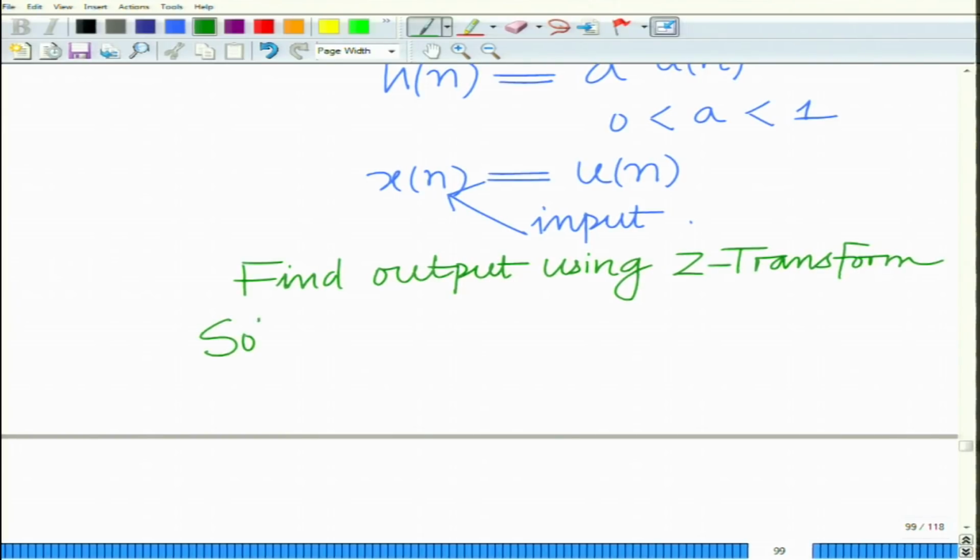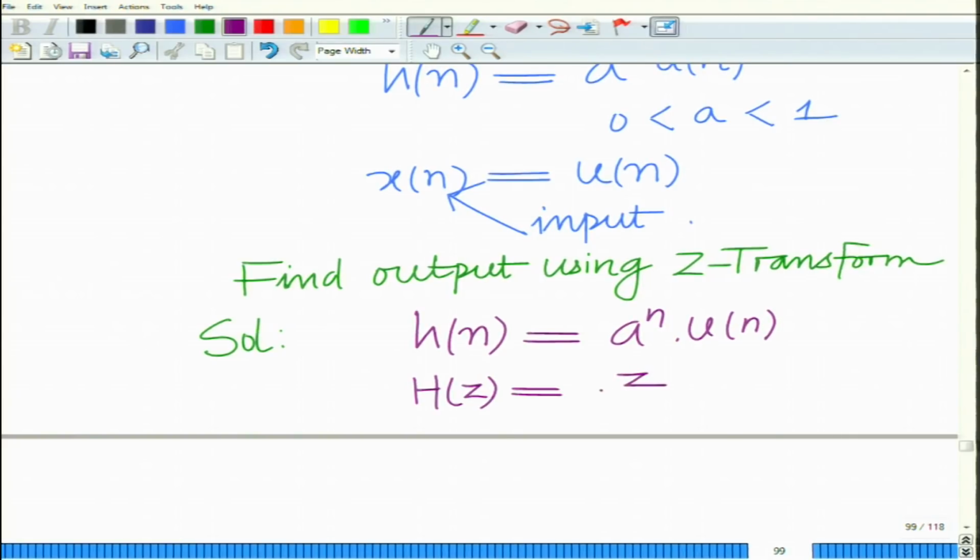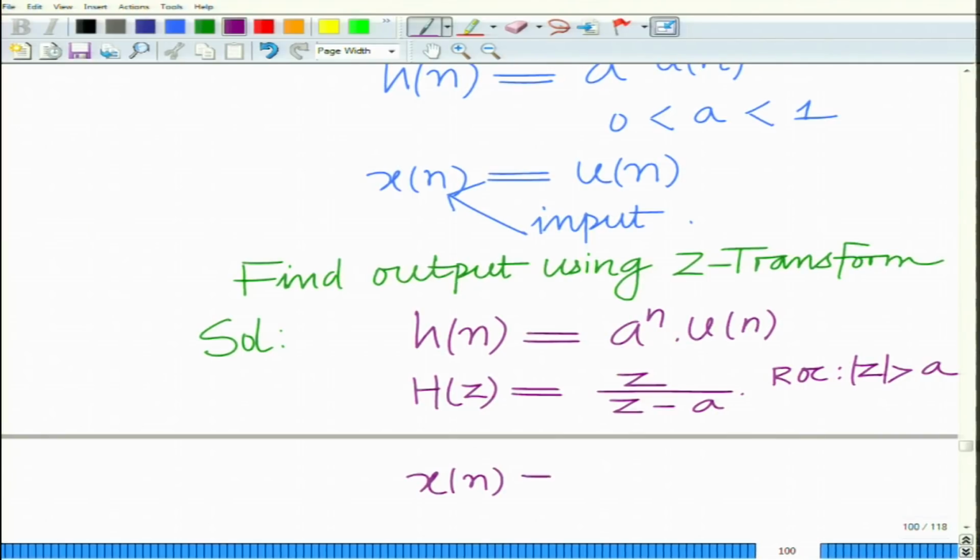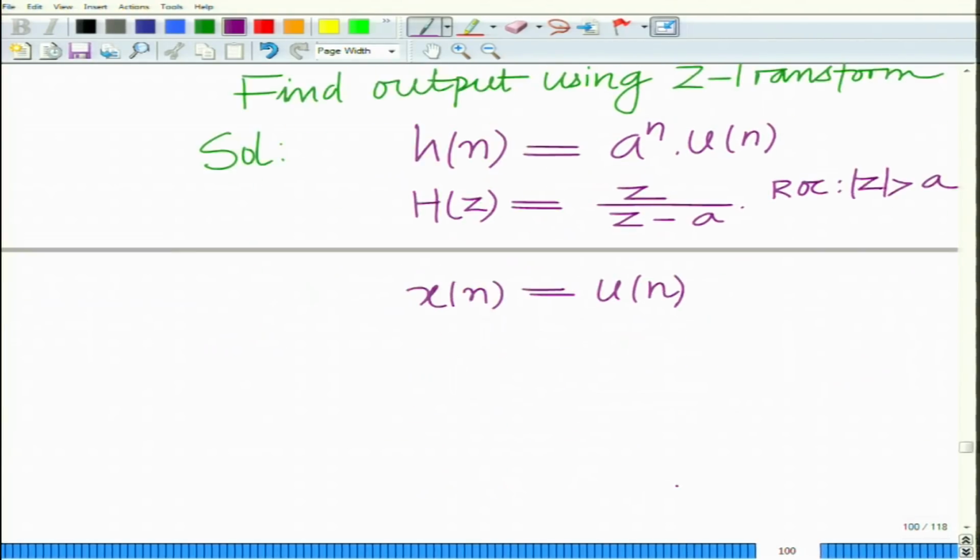Now, this can be solved as follows. So, let us look at the solution. So, we have, remember h of n equals a to the n u n. The Z transform of this is H of z equals z over z minus a. The ROC is magnitude of z greater than a, alright. This is the Z transform of a to the n u n, which is a right sided signal. Okay. Now, let us look at x n. x n equals simply u n, and therefore, the Z transform of this is X z equals z over z minus 1.